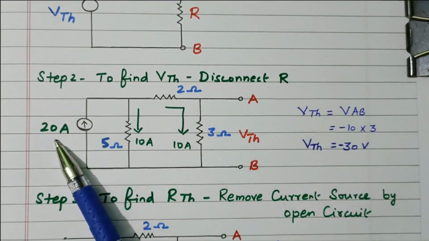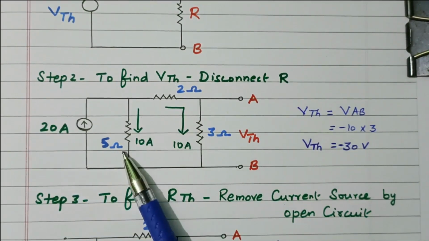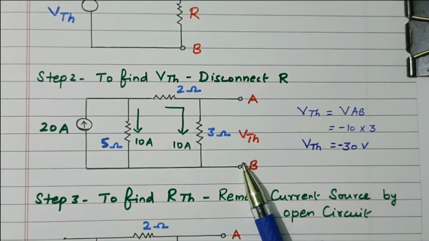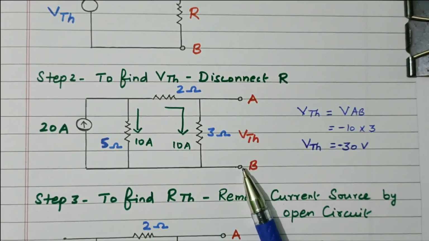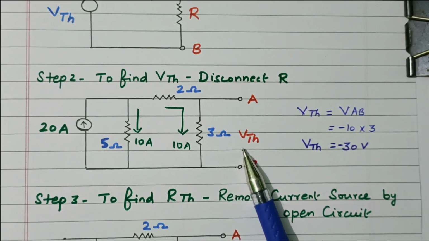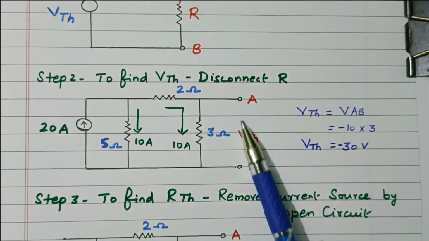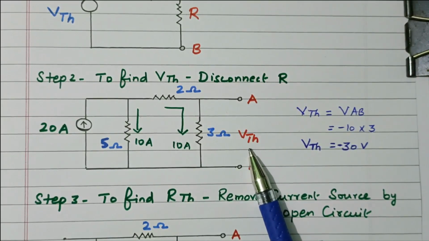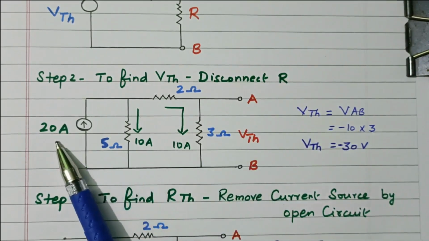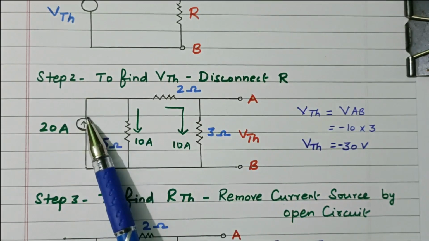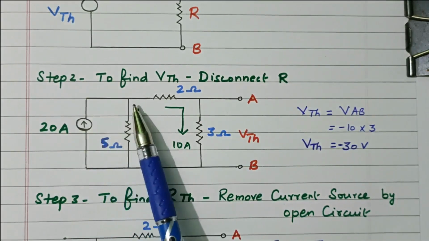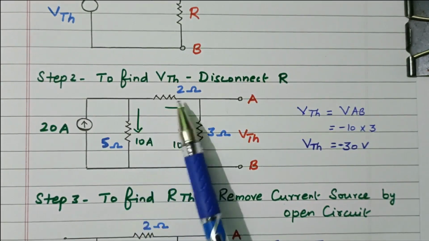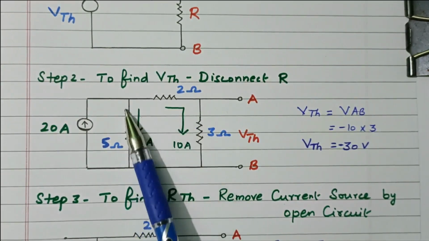So the 20 ampere source is available, with this 5 ohm, 2 ohm and 3 ohm. The load terminal is open circuit. So V Thevenin is nothing but the open circuit voltage. We need to find the voltage across VAB; that is nothing but V Thevenin. Here the current source of 20 ampere is available. The current 20 ampere will flow here. At this point, the current will be diverted. The current will divert here. Here 5 ohm is available.